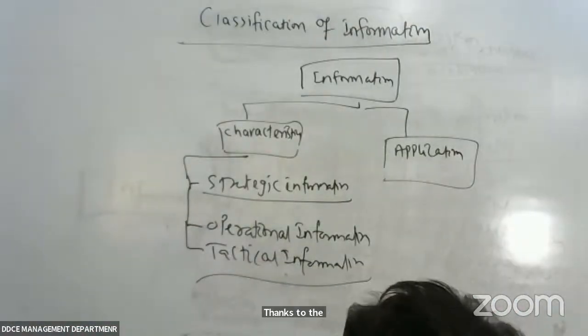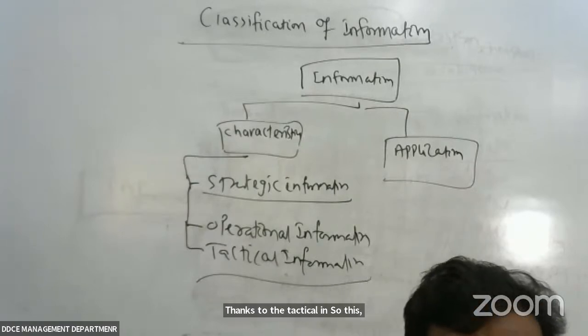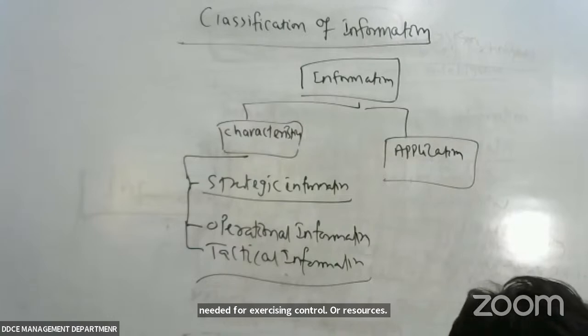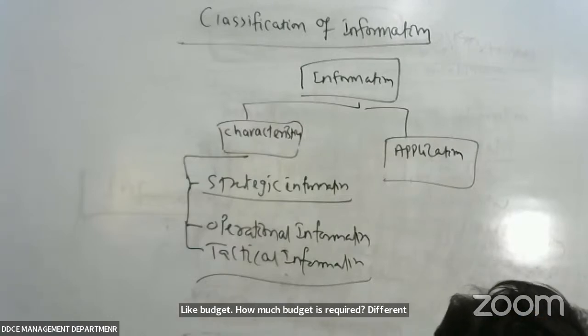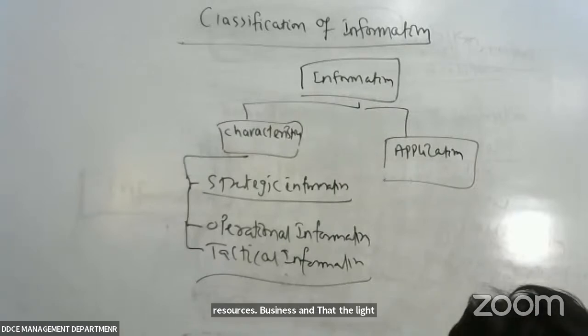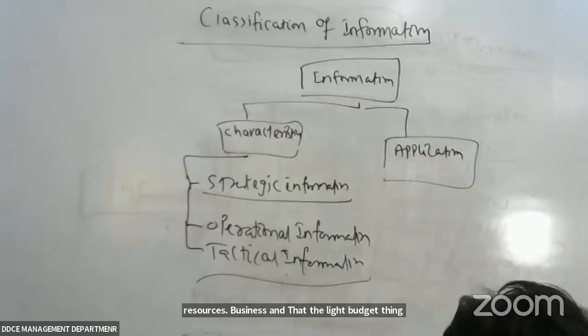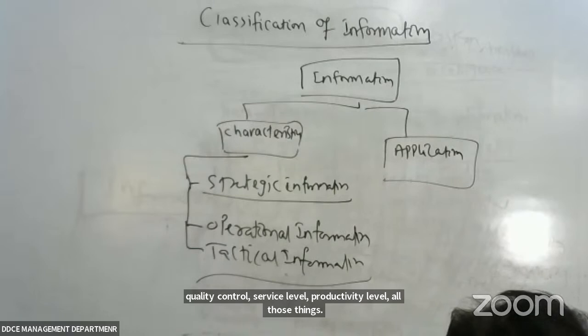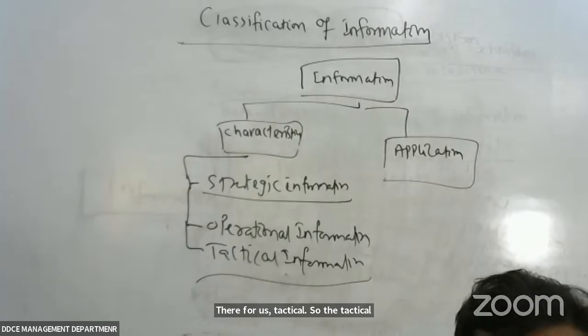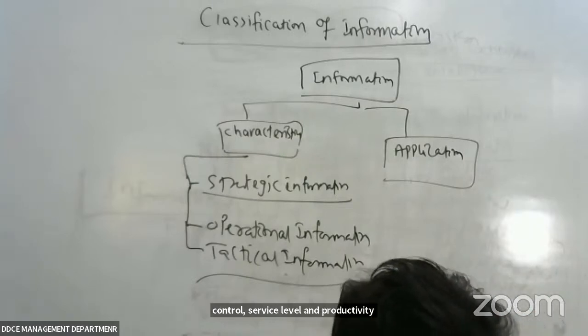Next is the tactical information. This information is required when information is needed for exercising control over resources like budget, how much budget is required, and different business resources, such as budgeting, quality control, service level, productivity level. All those things are referred to as tactical information. So tactical information particularly focuses on budgeting, quality control, service level, and productivity level, etc. That is the tactical information.